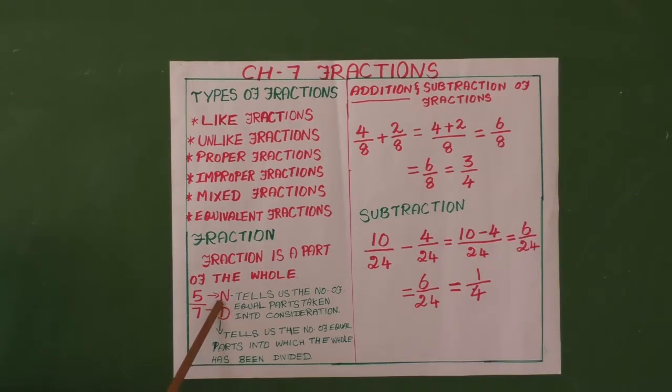Once again I repeat it. In a fraction we have two parts. One part is the numerator, the other part is the denominator. The numerator tells us the number of equal parts taken into consideration. What is meant by D? D means the denominator. The denominator always tells us the number of equal parts into which the whole has been divided.